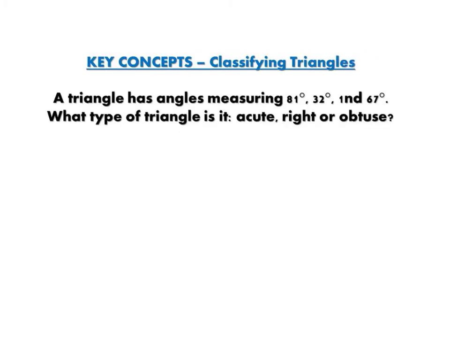A triangle has angles measuring 81 degrees, 32 degrees, and 67 degrees. What type of triangle is it? Acute, right, or obtuse? Well, looking at the 3 different angle measurements, they are all less than 90 degrees. Therefore, it is an acute triangle.